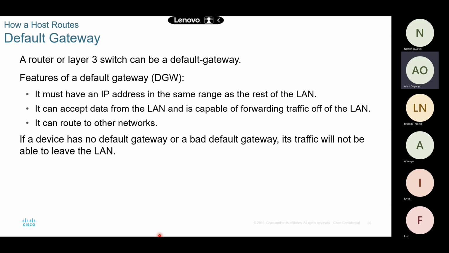So a default gateway is actually any router or a layer 3 switch. And the IP address assigned to that default gateway is what is called the default gateway address. And that's why every computer must have an IP address of the default gateway for that computer to access devices outside of the network. Okay? That device must always have a default gateway IP address.